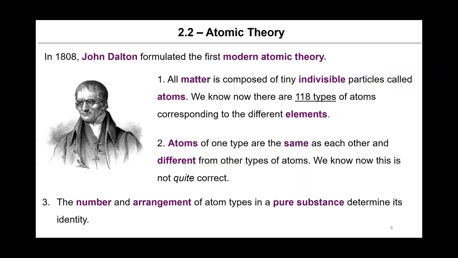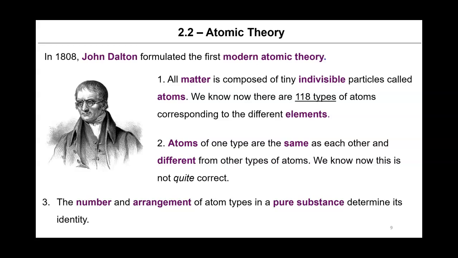In 1808, John Dalton formulated the first modern atomic theory, and we pretty much use this theory unchanged to today. He based his theory around 5 key ideas. The first idea was that all matter is composed of tiny indivisible particles called atoms. What we now know is that there are 118 types of atoms corresponding to all of the different elements that make up all of the objects in our universe.